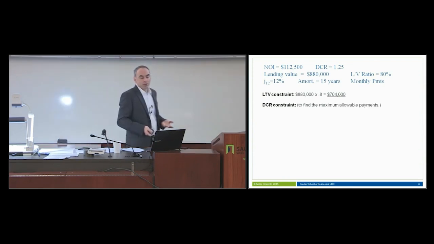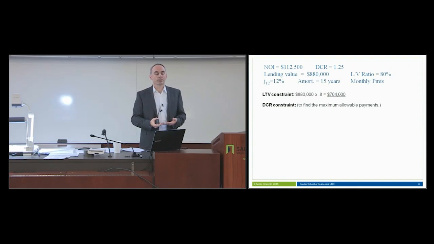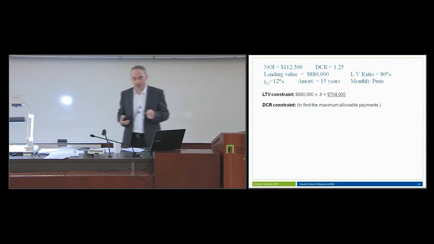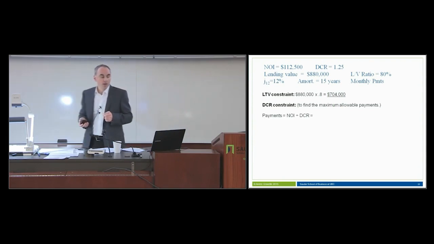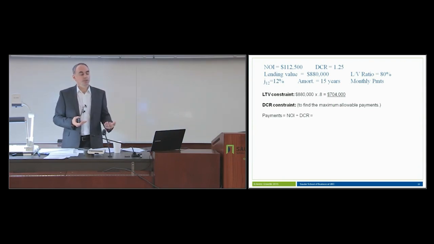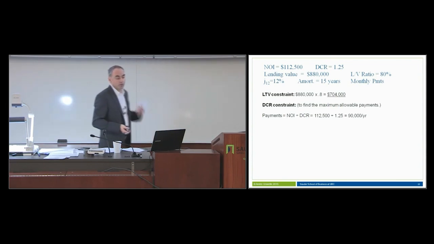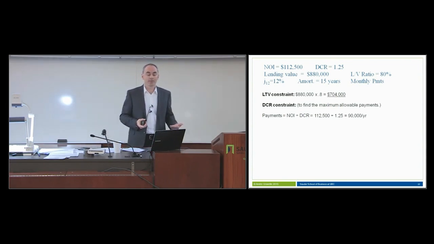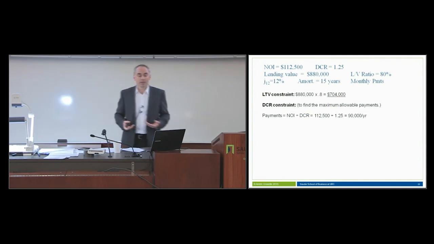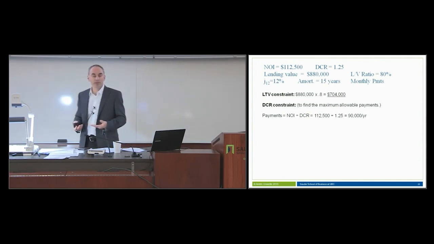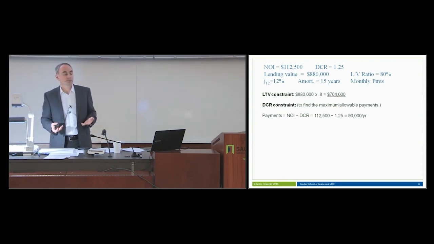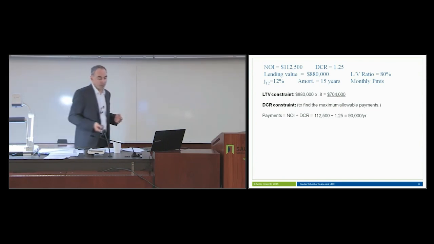We also have to look at the other constraint, of course, and that's the debt coverage ratio constraint. And we use that to find the maximum allowable payments. That's what gives us the maximum payments. So the payments were equal to the net operating income divided by the debt coverage ratio. Right. So $112,500 is the NOI divided by 1.25, which is the debt coverage ratio. That gives us maximum allowable payments about $90,000 a year. So again, those are the maximum payments.